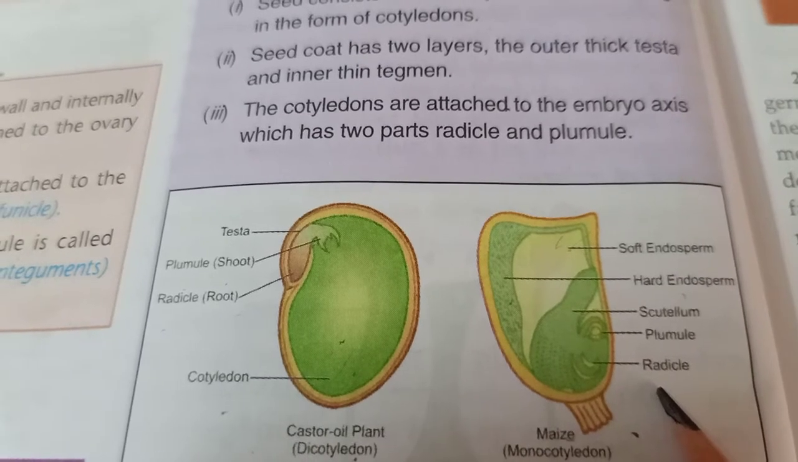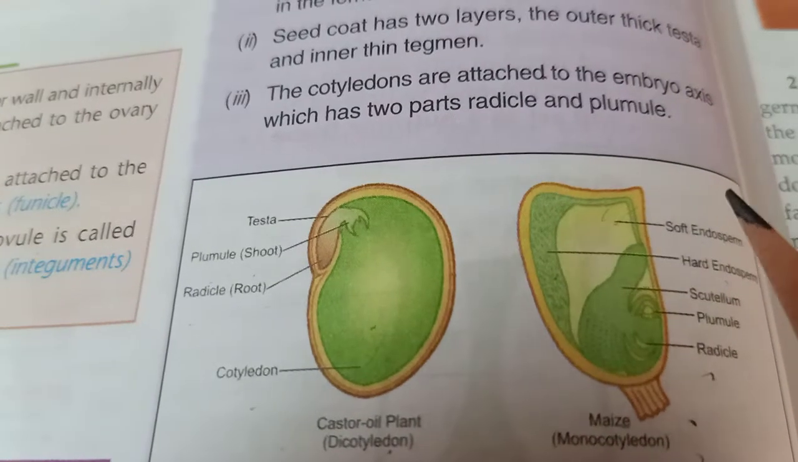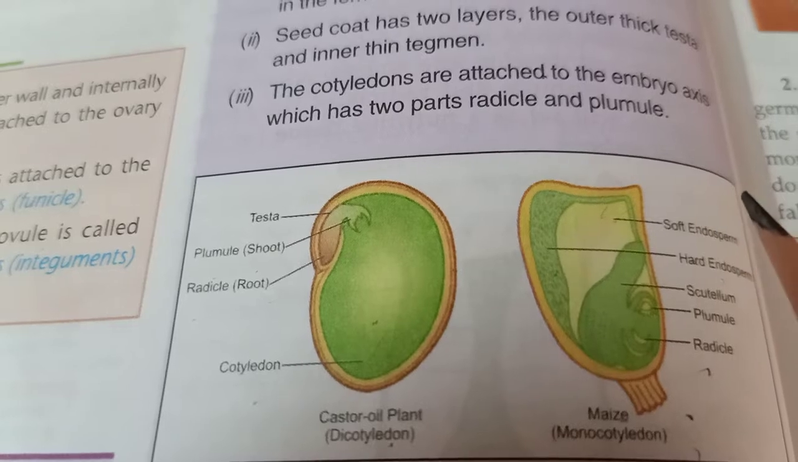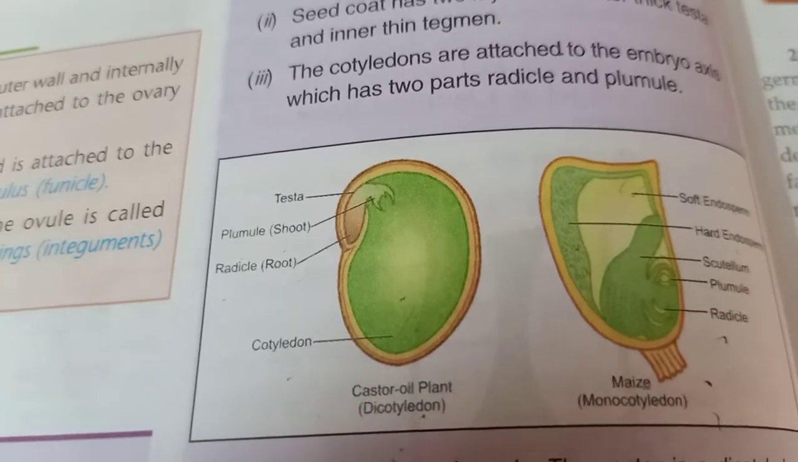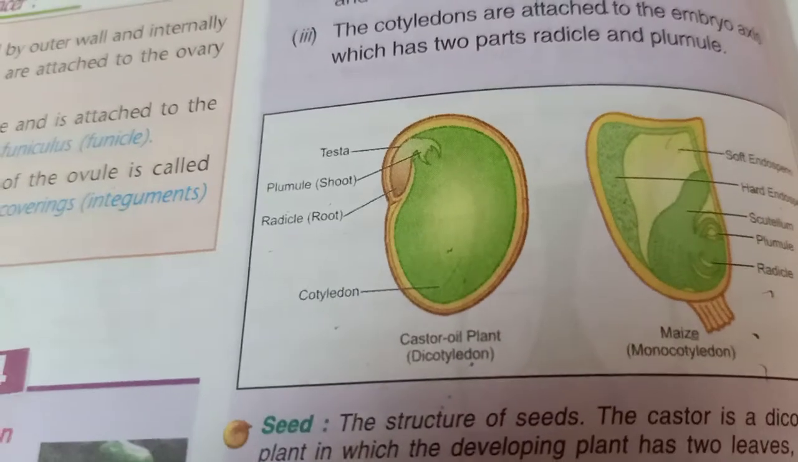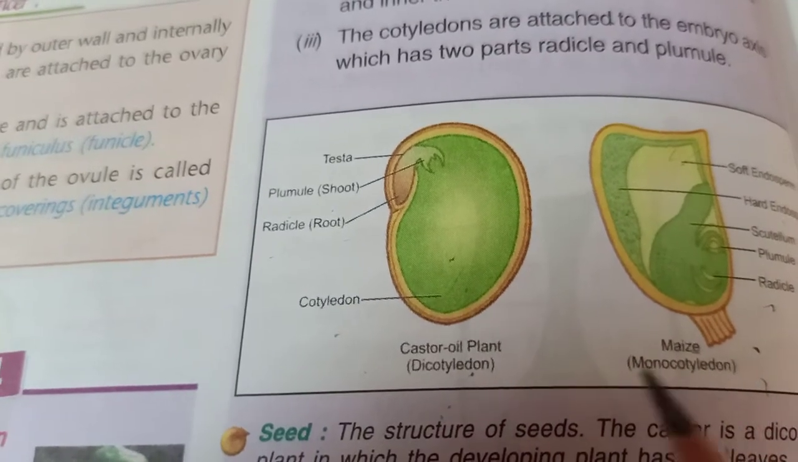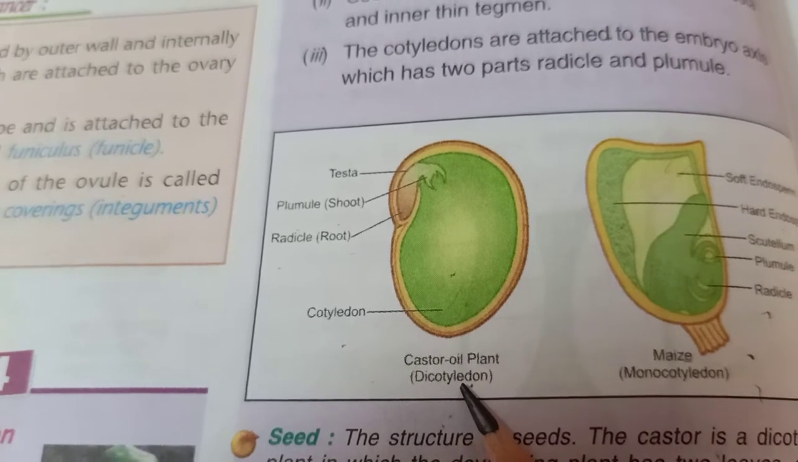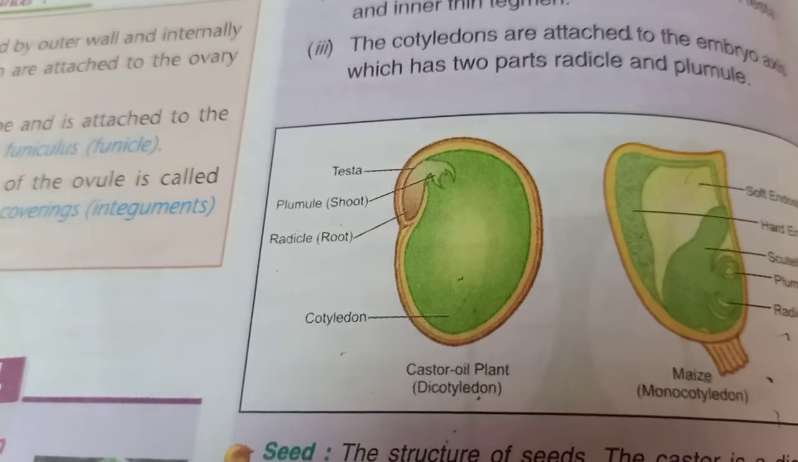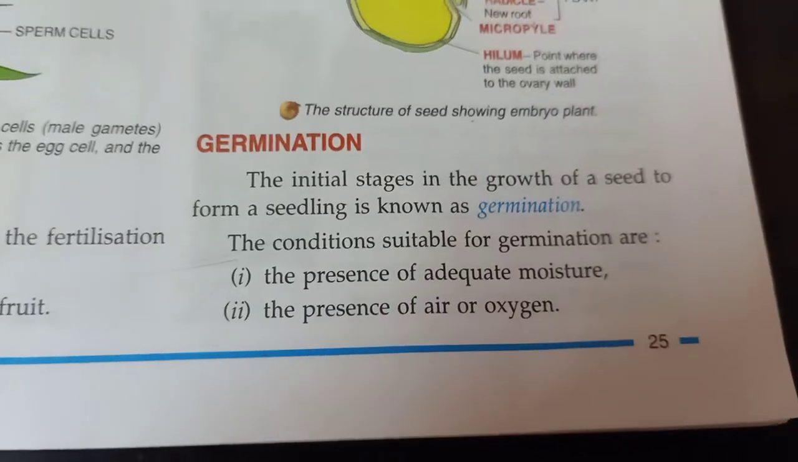And endosperm stores the food. Its function is that it stores the food for the new plant. So these are the diagrams of monocot seed as well as dicot seed. So you have to draw this diagram in your copies, and this diagram is important also.